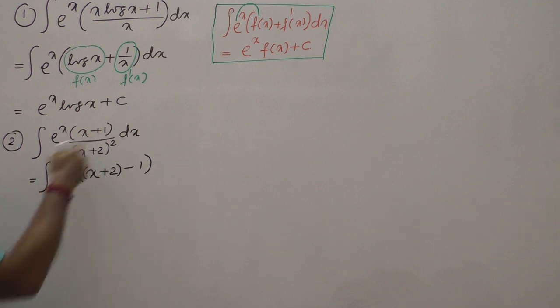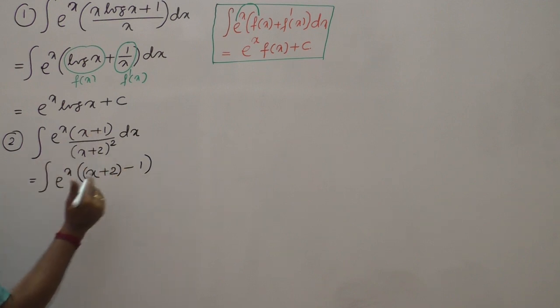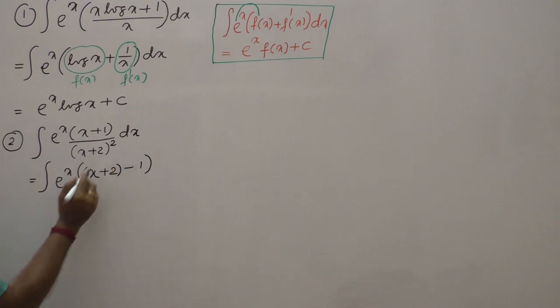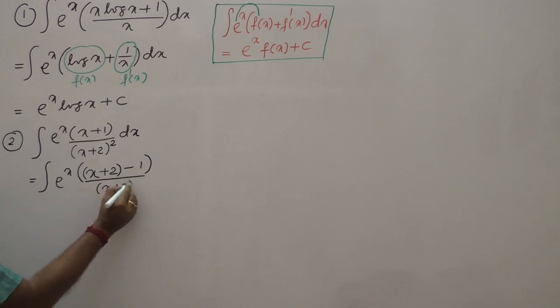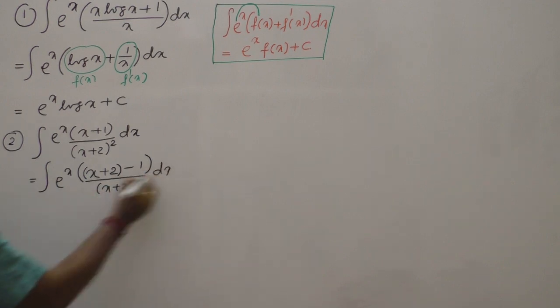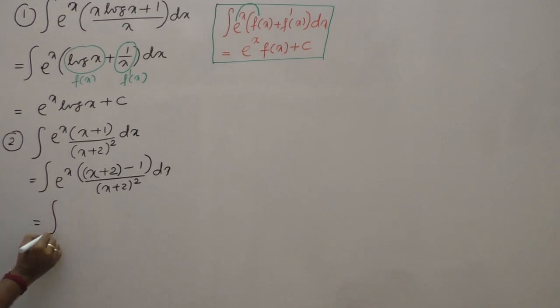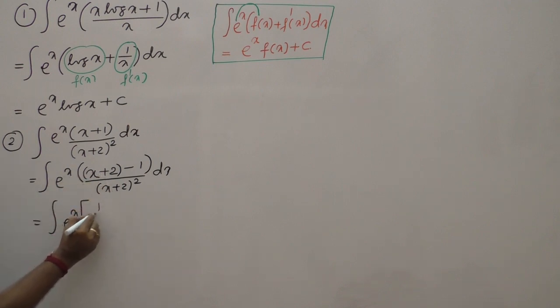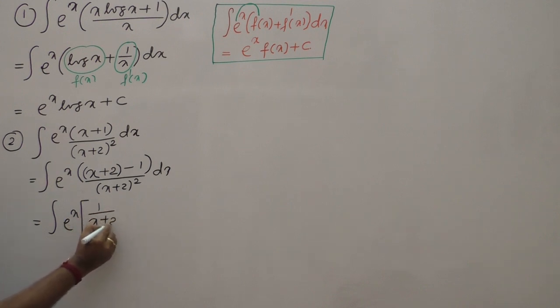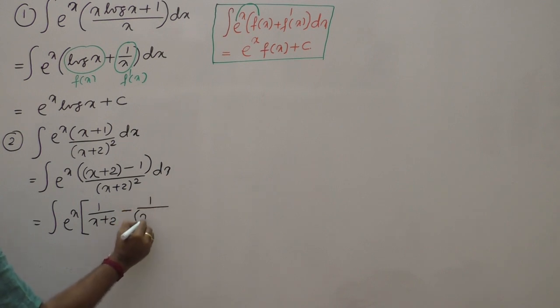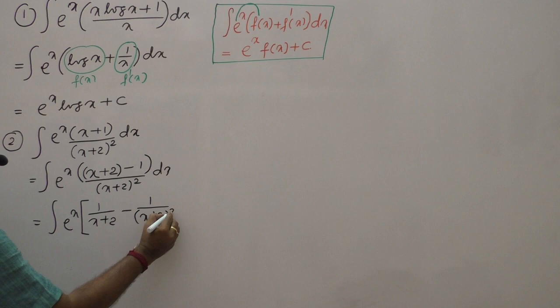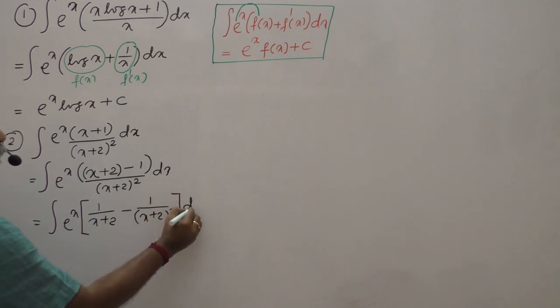What is actually x plus 1? I wrote this as x plus 2 minus 1. This denominator divides both. Okay, we will write in the next step into dx. So now this can be arranged as integral e power x into, divide separately, x plus 2 by x plus 2 whole square. What is it? It is 1 by x plus 2. This also divides 1, therefore 1 divided by x plus 2 whole square into dx.